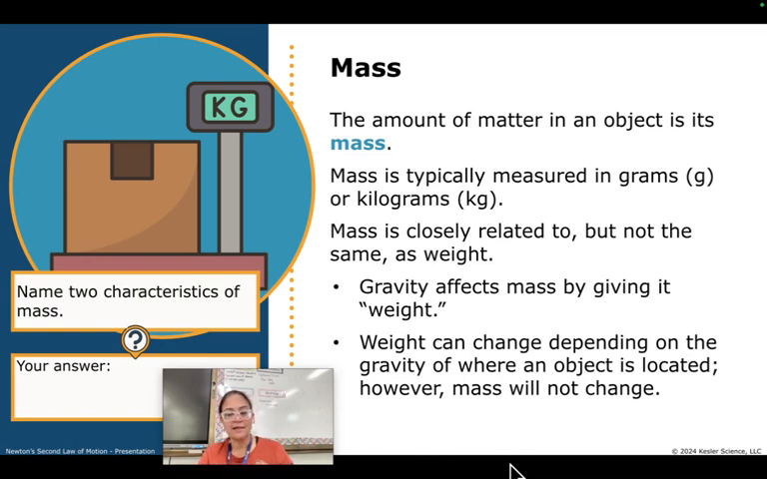Your weight depends on what gravity is. So here it says weight can change depending on the gravity of where an object is located. However, the mass will not change. So your mass stays the same. Your weight depends on what the gravity is of the planet or the place where you are.